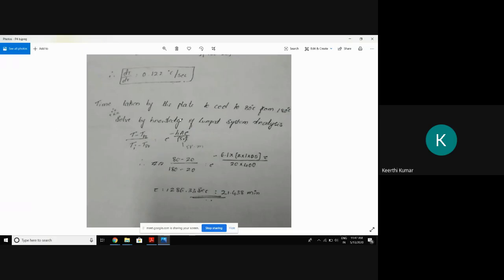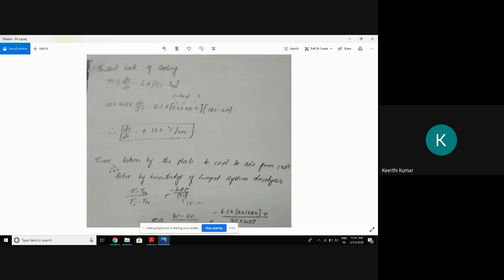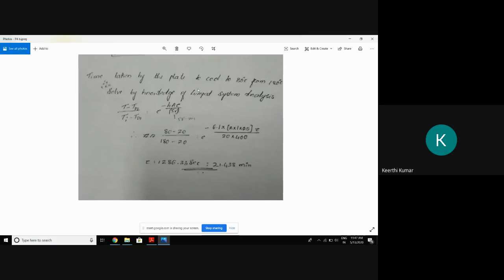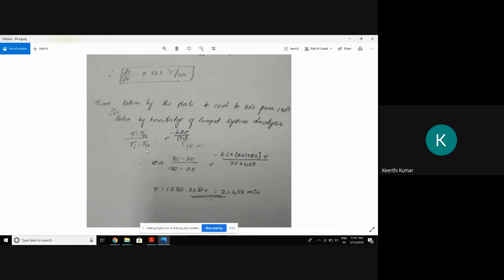If you know the concept of lumped system, I can adopt it here. I can find the temperature. If you know the concept of the first chapter, I can apply that chapter. See this, in this problem, to find the initial rate of cooling, I am using the concept of the first chapter and equating that to the convection chapter. Here, I am using the knowledge of lumped system analysis, that is the transient chapter. So all the chapters I can use, and then I can find the value he is asking.